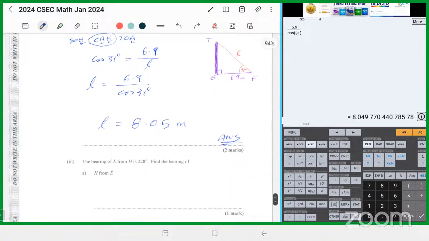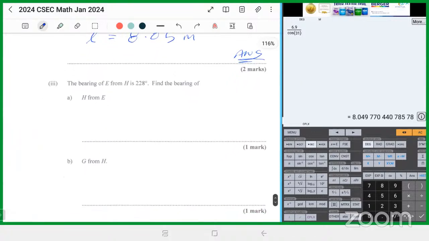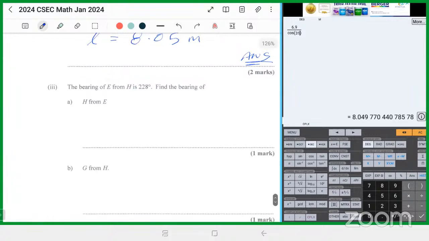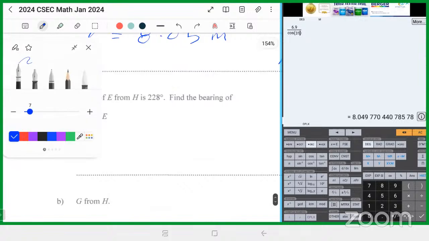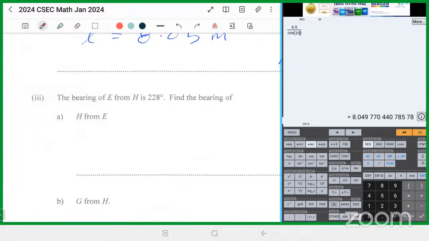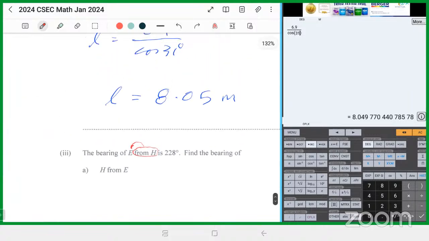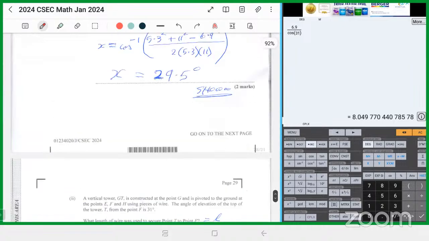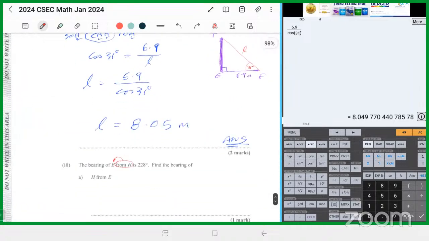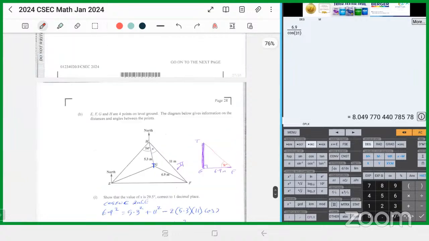Okay, next part now says, find the bearing of E from H, or they're telling us the bearing of E from H is 228 degrees. So I want to put it on the diagram. All right, so always note the from position. So this is from H to E. The bearing is 228. All right, so let's go on the diagram and show it. It's going to help us, from H to E. Let's make sure, yes, from H to E. The bearing's at the from position.